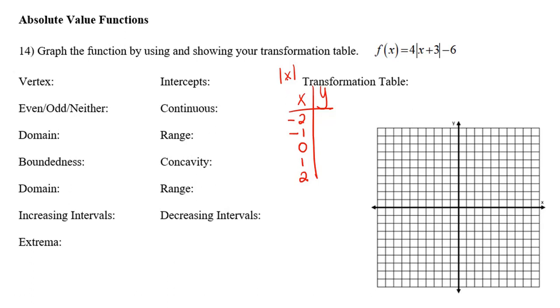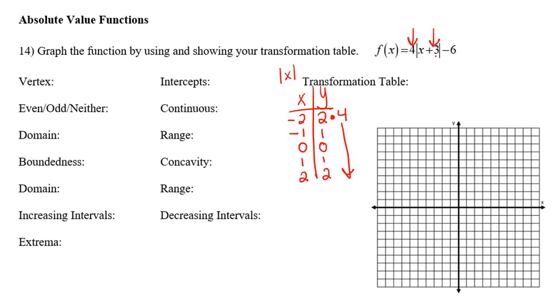If I plug -2 into the parent, I'm going to get a positive 2, right? Because absolute value makes anything positive. Plug the rest of them in. I now have to take care of my transformations. Remember, this guy is a vertical stretch. This multiplies the y's by that value.